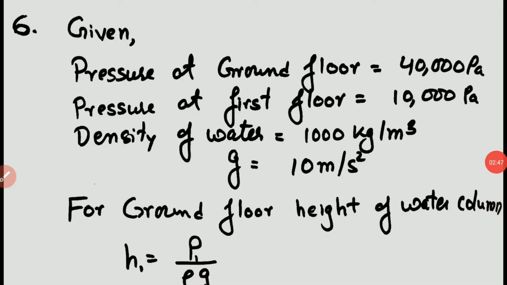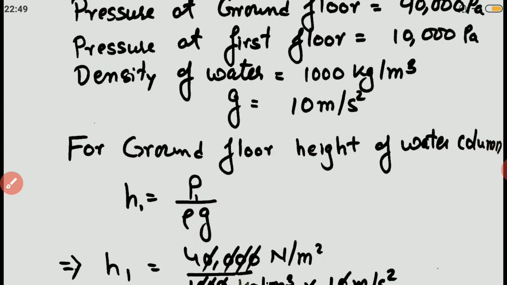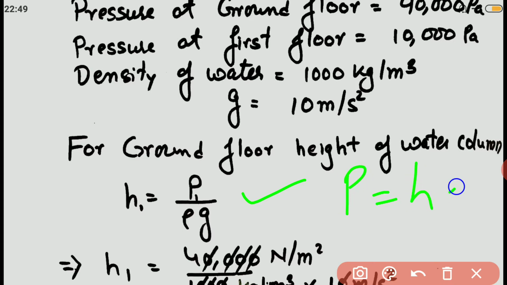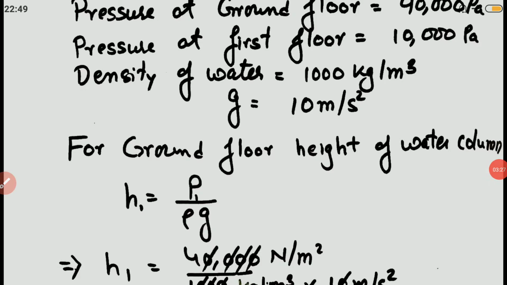So coming to the solution of number 6, the things given to us: the pressure at the ground floor is 40,000 because the height was more, that is H2. The pressure at the first floor is 10,000. Okay, so density of water is given 1000 kilogram per meter cube, and the acceleration due to gravity given to us is 10 meter per second square. So for ground floor, height of the water column should be H1 equals to P1 upon rho G. I hope you see how you get this formula. It comes from P equals to H rho G.